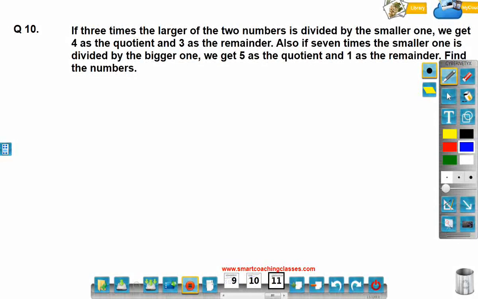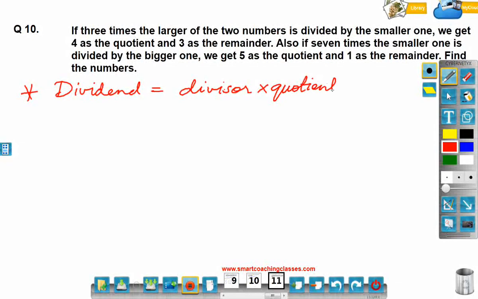You can simply use Euclid's division lemma. a is equal to bq plus r. And if you don't remember that, you always remember: dividend is equal to divisor into quotient plus remainder. Okay, so this is our key point here. Now, what is our key point? Dividend is equal to divisor into quotient plus remainder. Okay, now using this, we'll just simply solve the question.